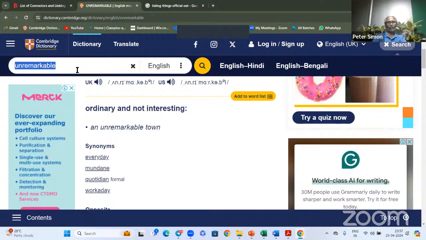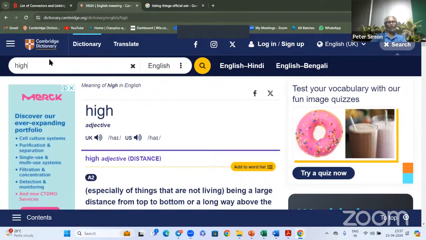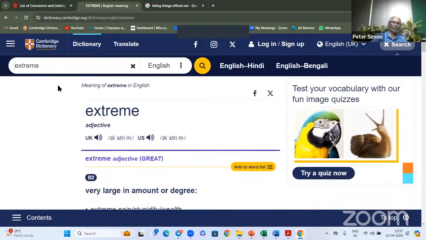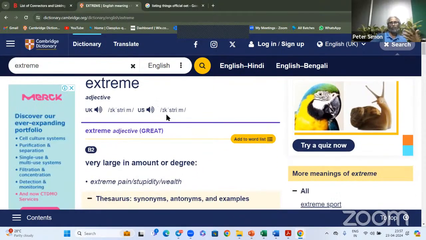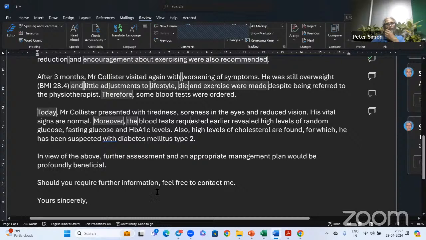High is A2 vocabulary. Extreme is B2 vocabulary. So use better words. Then, the blood test requested earlier revealed high levels of random glucose, fasting glucose, and HbA1c. Also, high levels of cholesterol are found.